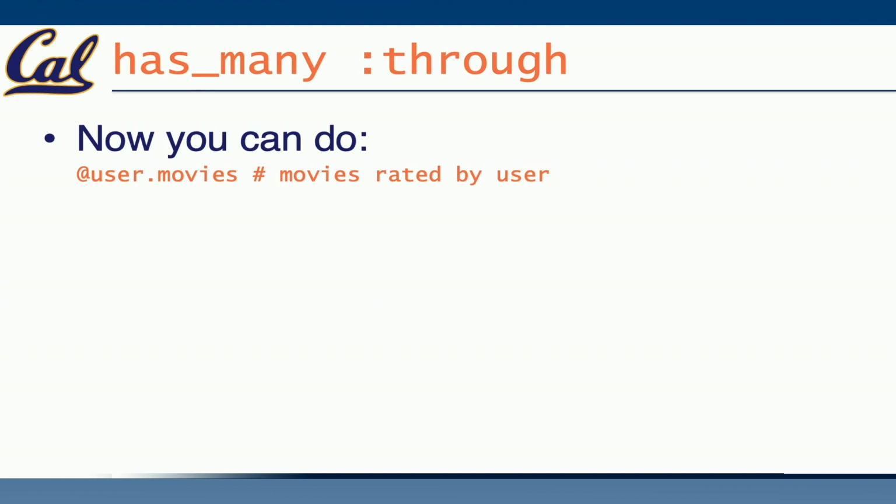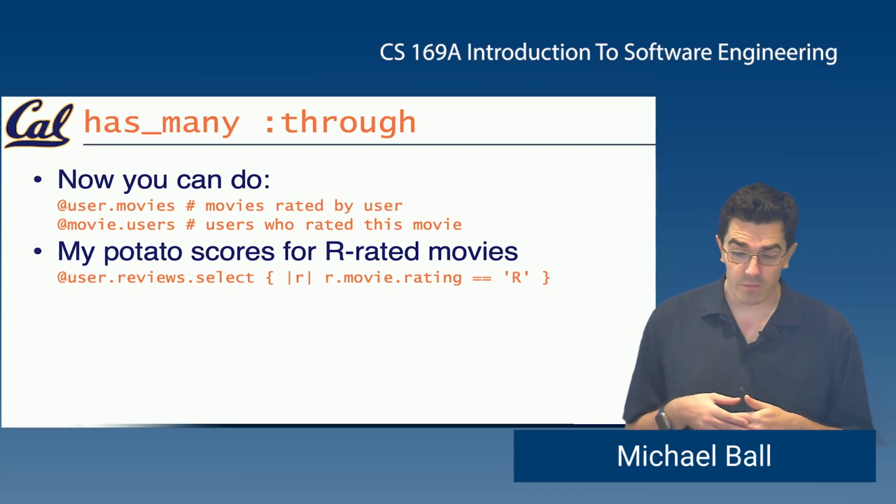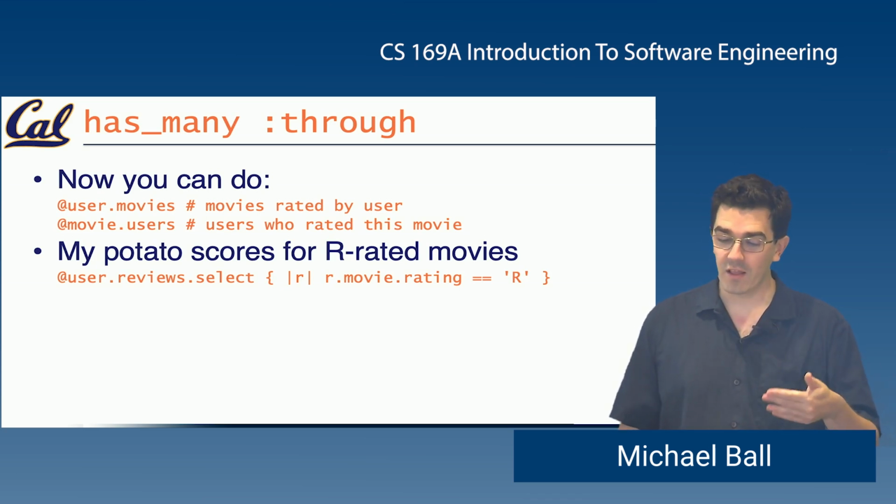So how does has many through work? What does it allow us to do? This allows us to say @user.movies, so give me all the movies for a current user. It also allows me to say @movie.users, so if I have a movie instance, find all the people that have reviewed that movie. And it allows us nicely to do things like chain Active Record queries together. So if I have a user, let me select all of the reviews where the movie rating was R. And what's nice about this is when we think about database queries and operations on data, all of these things, again, quack like an enumerable.